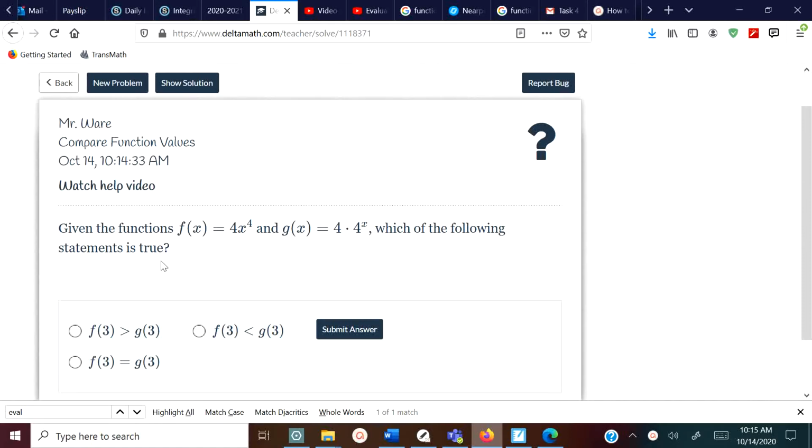They want to know if the first function f of x is greater than g of x, equal to g of x, or less than g of x. That's what we're trying to determine here. If you look at the answers that are given, you can tell that we put 3 in for x on everything. So we're going to put 3 in for x on both functions, one at a time, and we're going to use the calculator. Let me show you how to do it.